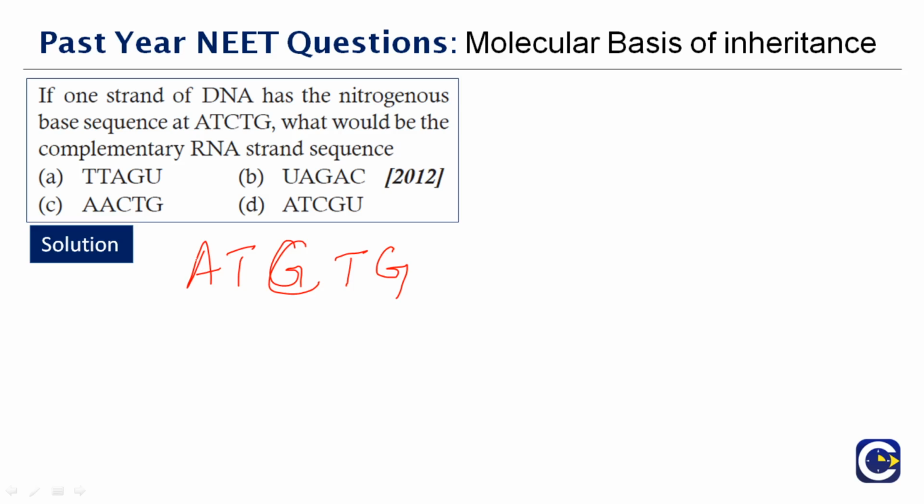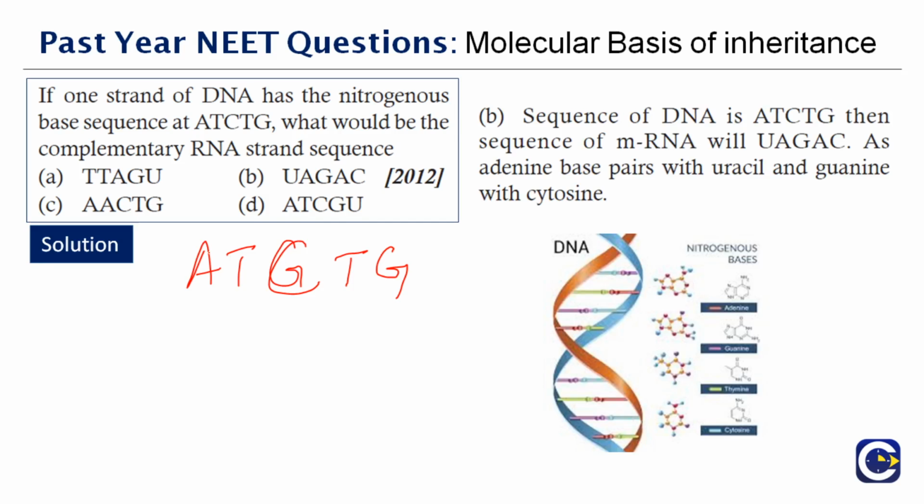If the sequence of DNA is this, then the sequence of mRNA would be UAGAC, as adenine pairs with uracil and guanine will pair with cytosine. Therefore, the right answer is option B. And I've just given you a DNA structure there which shows a double helical strand, and also you have the base pairs, the nitrogenous bases, along with DNA.